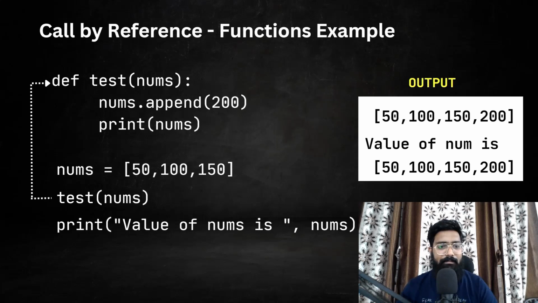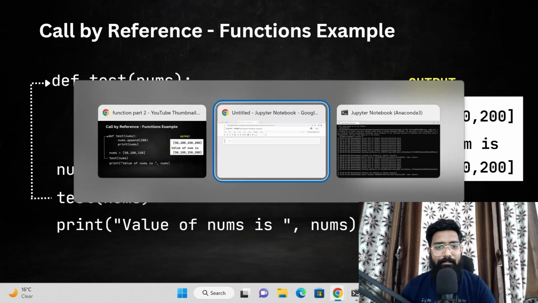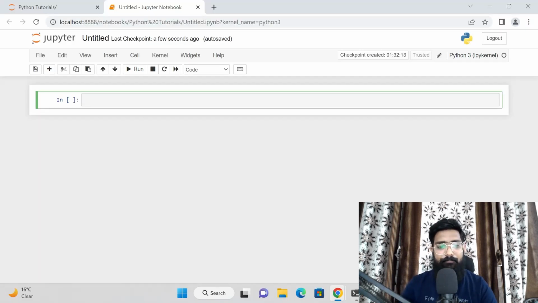I am having a list which is 50, 100, 150, which we are passing to test(nums). Internally, this list will get updated as soon as the function gets called. So the list will become 50, 100, 150 and 200. And lastly, the value of nums is again 50, 100, 150, 200. So this kind of change is called call by reference. Let's see this programmatically.